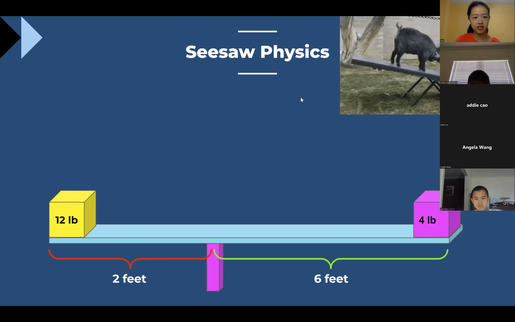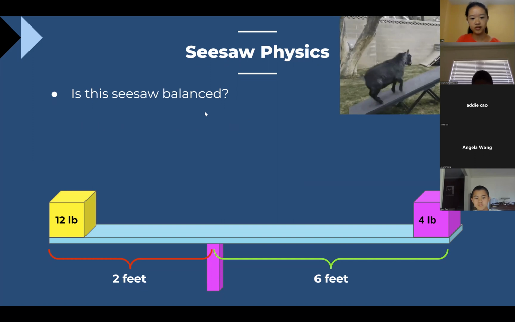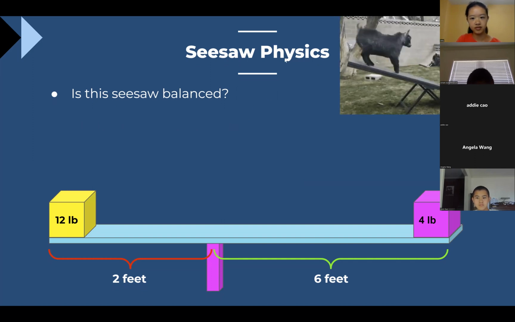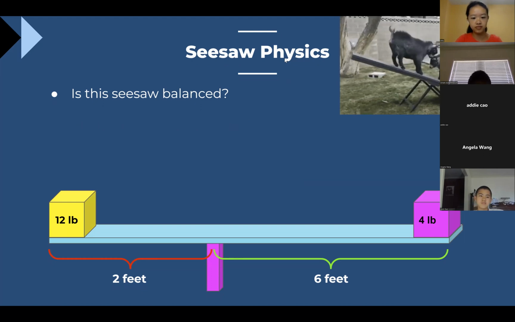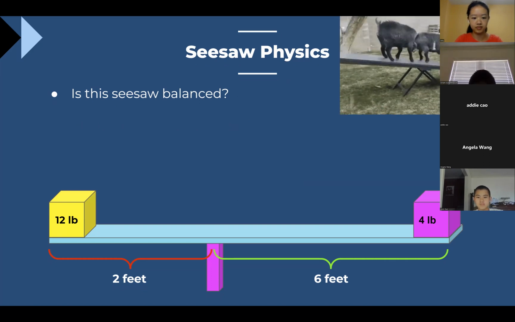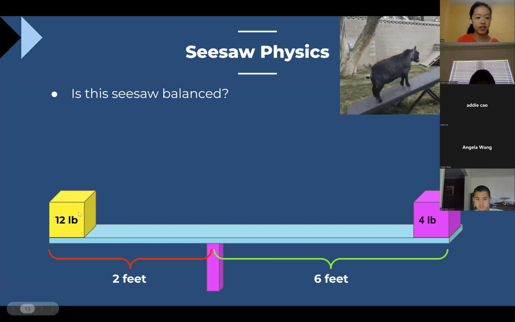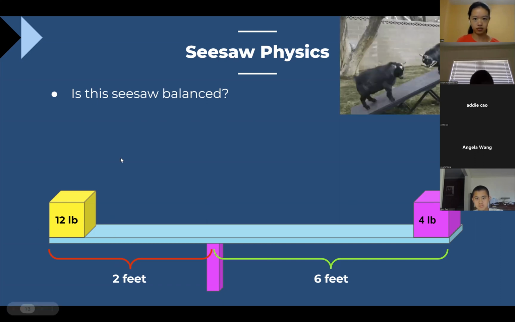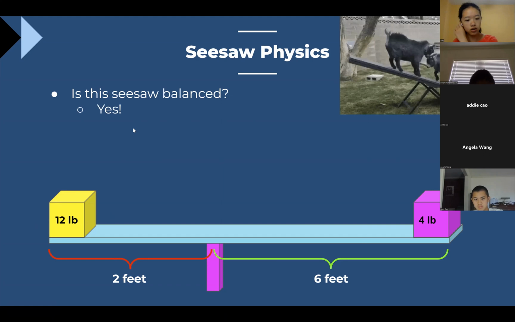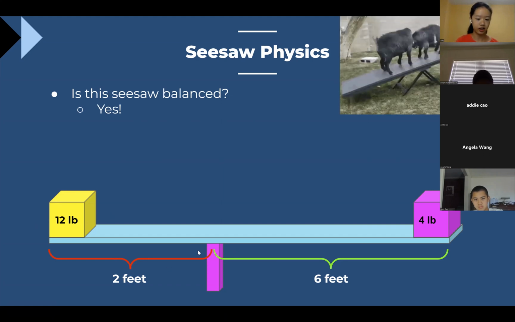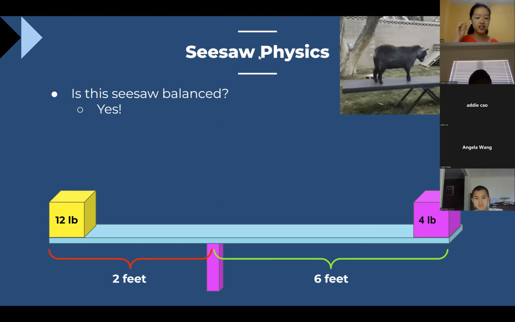Okay, what about this one? Yeah, this one would be balanced because the left side is 12 pounds times 2 feet, which is 24. And the right side is 6 feet times 4 pounds, which is also 24. So what would be the total mass on the fulcrum? Yeah, it would be 16.